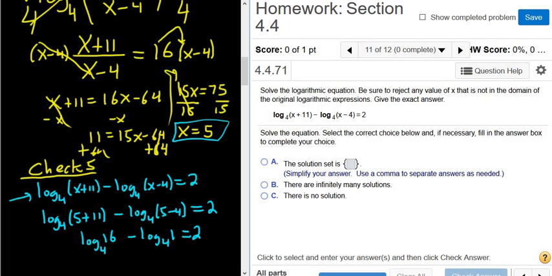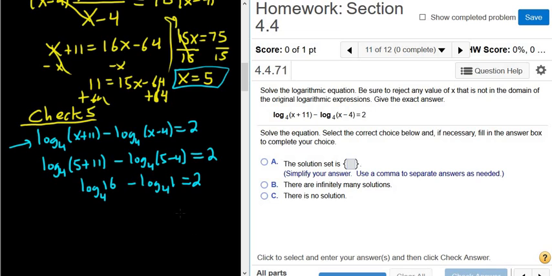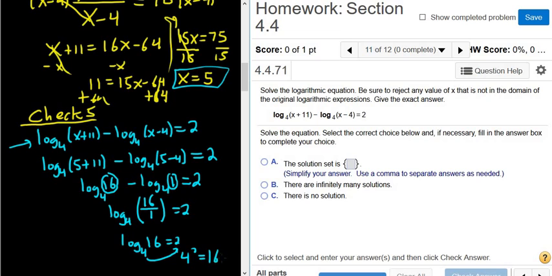Okay, let's keep going. So when you subtract, you divide, so this is log base 4 of 16 over 1, right? It's this one divided by this one. That's equal to 2. Well, 16 over 1 is 16, so this is log base 4 of 16 equals 2. And yep, that checks. 4 squared is equal to 16, so it did check. So the answer is 5.